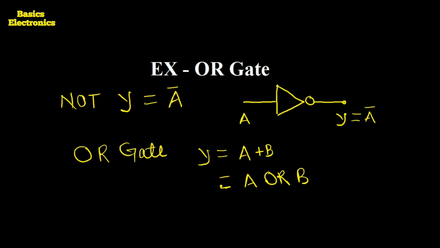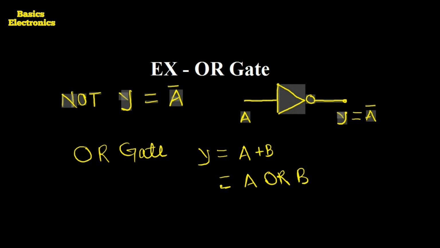Then what is the logical statement of the OR gate? The OR gate has two or more inputs but only one output. This is the construction of the OR gate. But what about its logical equation?